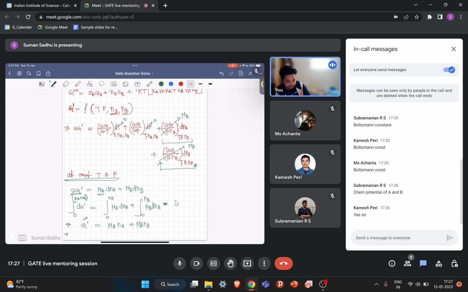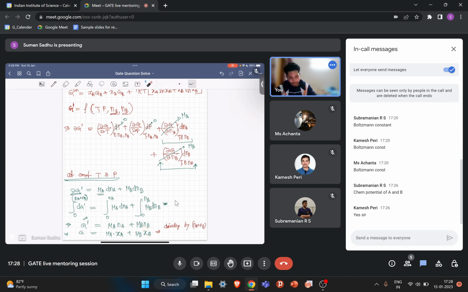Now if you divide G prime by Na plus Nb, you will get molar free energy, right? And mu A into Xa plus mu B Xb. So this we got dividing by Na plus Nb. G by Na plus Nb is your integral free energy. If you divide it by Na plus Nb, this will be your molar free energy, right? Similarly in this side, if you divide Na by Na plus Nb, it will be Xa, right? Similarly if you divide Nb by Na plus Nb, it will be Xb.